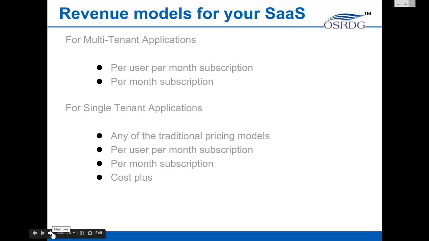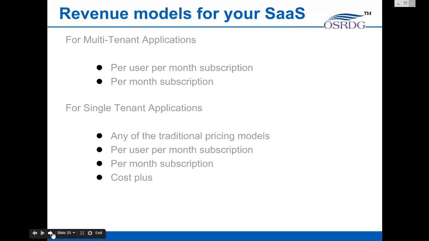Then with this, if you come to a revenue model, your costs are known to you. When you develop your SaaS applications, you may be interested in revenue models. What is implementable? For multi-tenant applications, per user per month subscription or per month subscription, both are possible. Then for single tenant applications, any of the traditional pricing models are possible, like I will develop, then afterwards I will charge for annual maintenance. Per user per month subscription definitely is possible. Per month subscription is also possible.